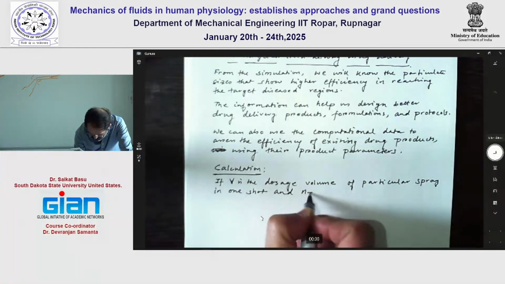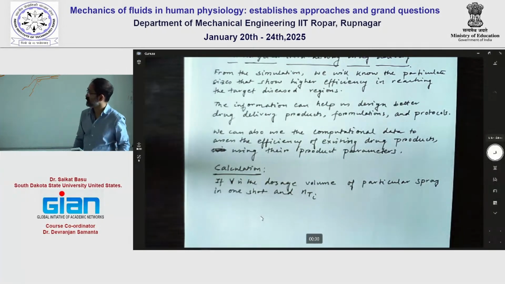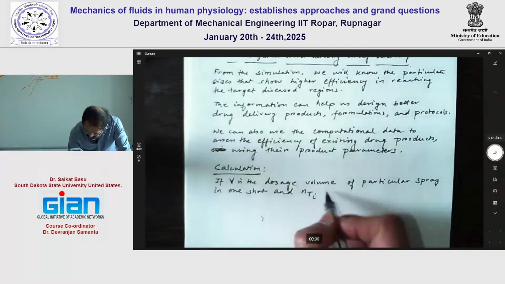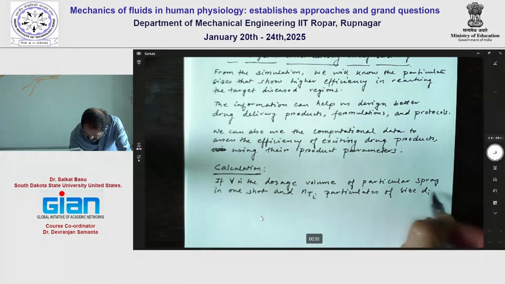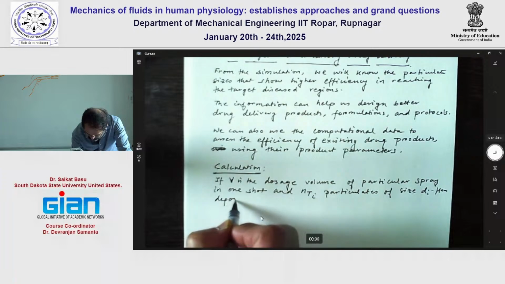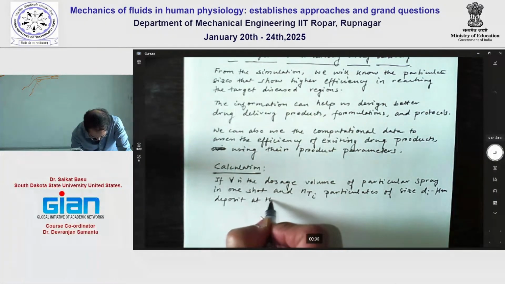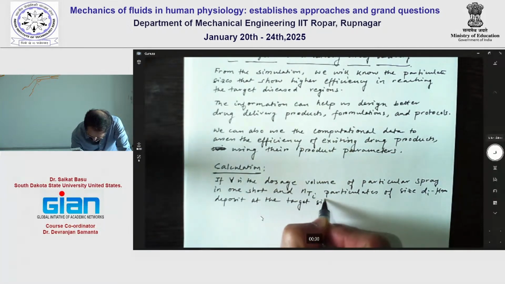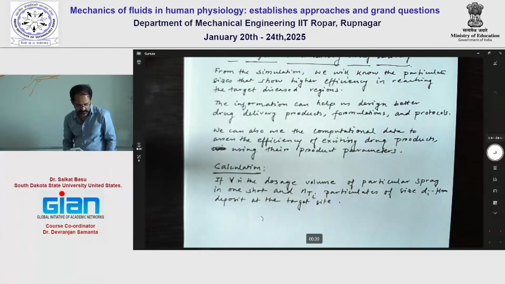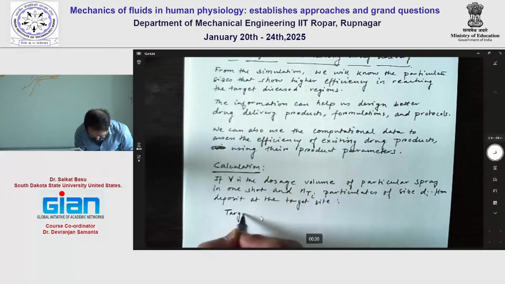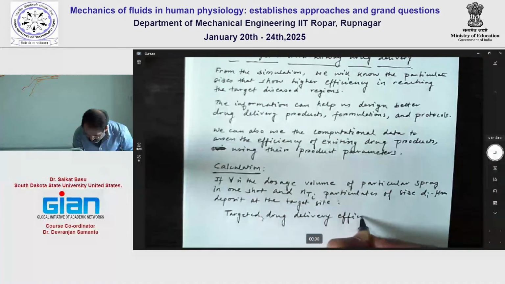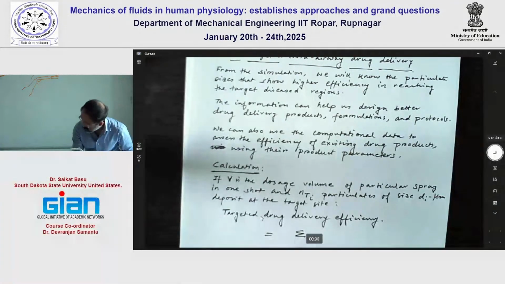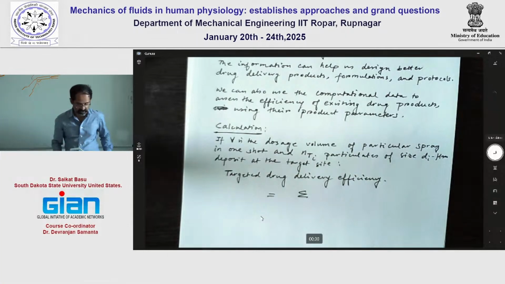and N_Ti, I'm using the subscript T here to differentiate from what we did in the previous slide, previous page. So this is for targeted drug delivery, so hence the T. N_Ti particulates of size T_i micron deposit at the target site. So in that case, the targeted drug delivery efficiency is the volume that is deposited thanks to the particulates that did end up at the target site.